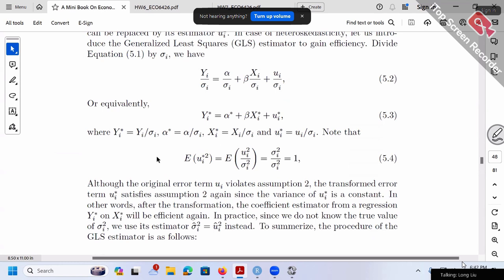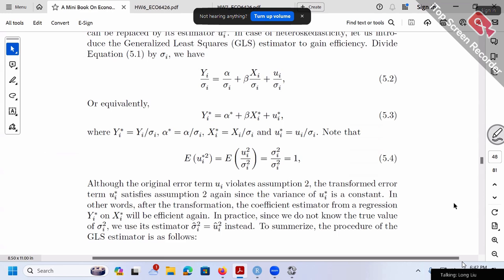The theory is everything divided by sigma i, right? So where does the inverse come from? Basically, our GLS could be viewed as a weighted regression, weighted least squares, in the sense that the weight is 1 over sigma i. That's why a computer basically calculates the square root and then applies the weight 1 over sigma i to y and to x, and then gets our y star, x star, of course.